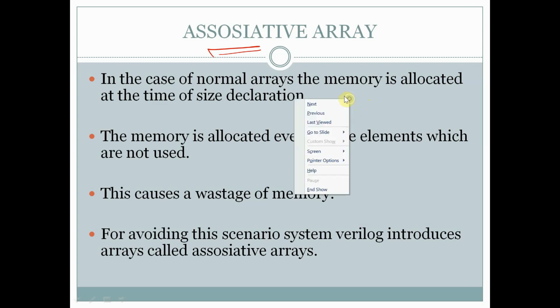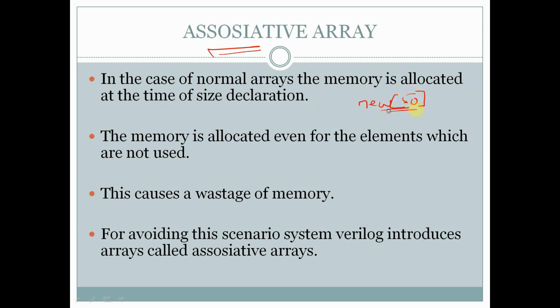Let us take an example of dynamic arrays. In previous lectures, we have discussed dynamic arrays. In the runtime of dynamic arrays, we declare the size of the dynamic array by using the keyword new. But suppose we declare the size of the dynamic array as 50, then 50 memory locations will be allocated for this array like this. So the memory is allocated even for the elements which are not used.